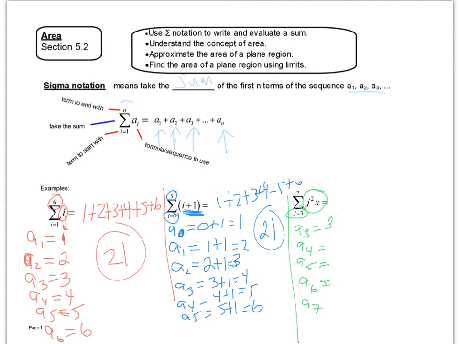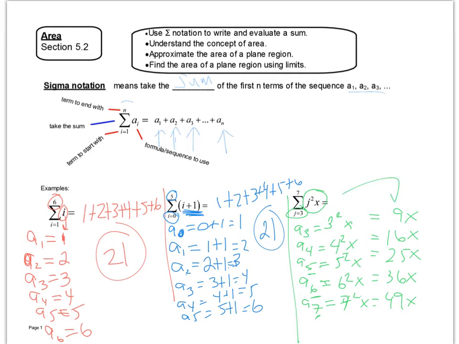But if J is 3, I'm going to put in J is 3. And then the X is just X. And then 4 squared, and then 5 squared, because I'm putting in the J. Next I have to do J is 6. Now I have to do J is 7. Oops, I was going to do it in my head. 7 squared X, so that's 49. That's 36. That's 25. That's 16. And that's 9X, respectively.